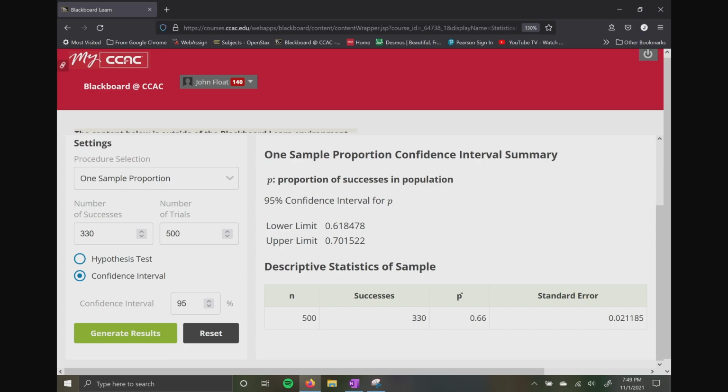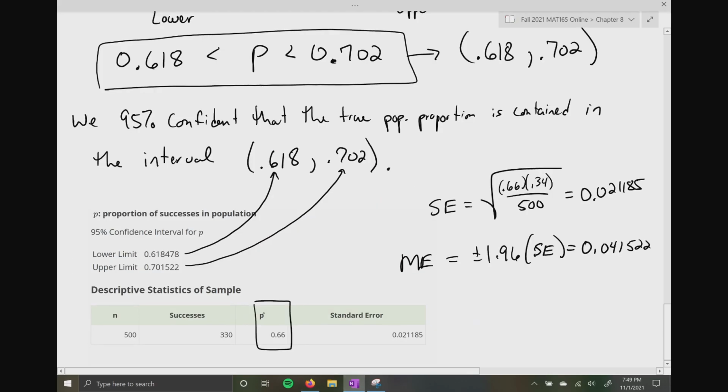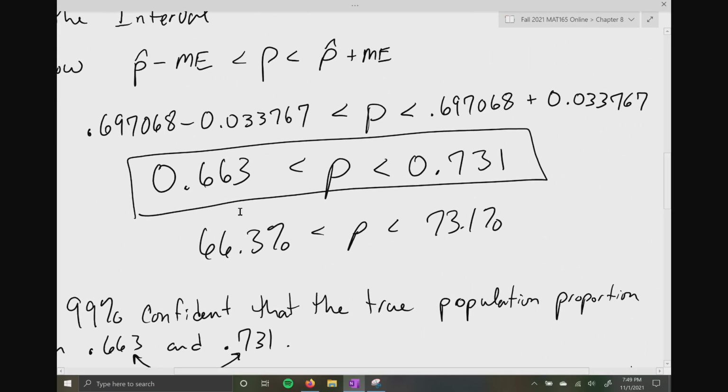All right, for the previous problem, the number of successes was 856. Our total sample size is 1,228. And then our confidence level for that problem was 99%. So when I click on Generate Results, round to 3 decimal places, 0.663 and 0.731. And if we go back to that previous problem, 0.663, check. 0.731, check. All right? So that's how we find confidence intervals for proportions. All right?